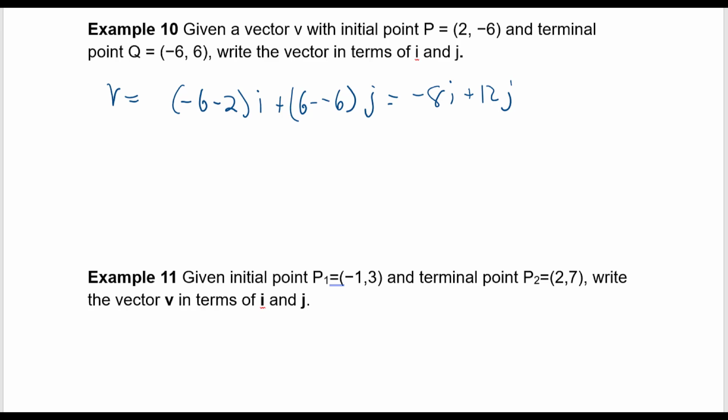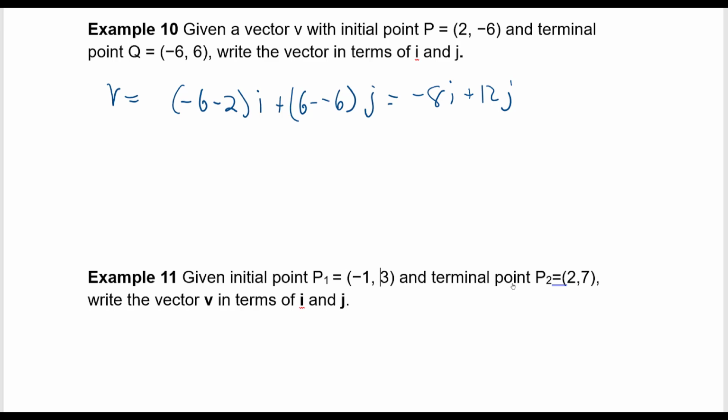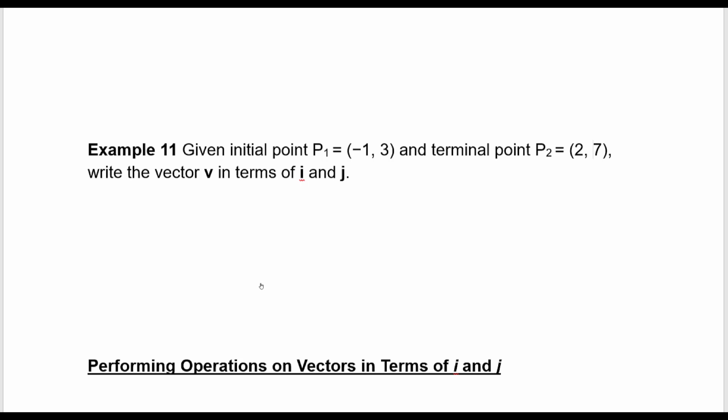And the next one, we have the initial point P1 as negative 1, 3, and the terminal point P2 as 2, 7. Write the vector v in terms of i and j. So v is going to be equal to, again, same thing, 2 minus negative 1 times i plus 7 minus 3 times j. So it's going to be 3i plus 4j.